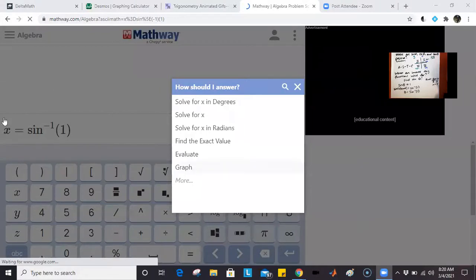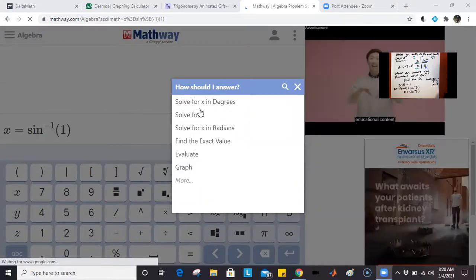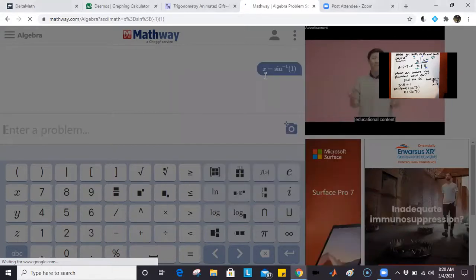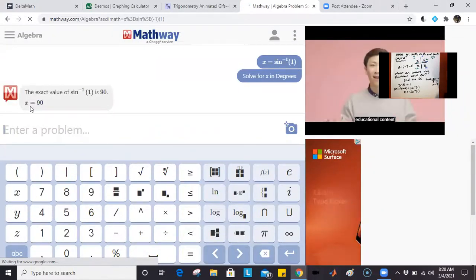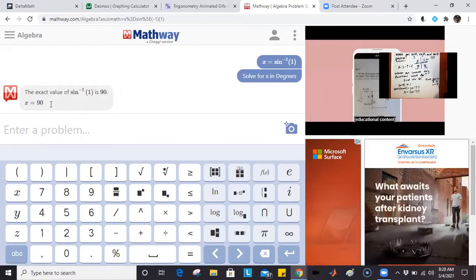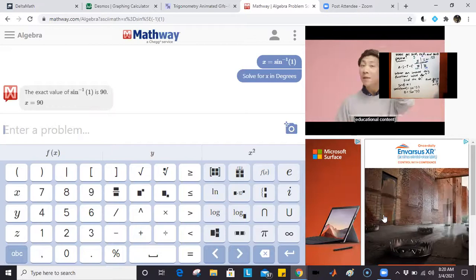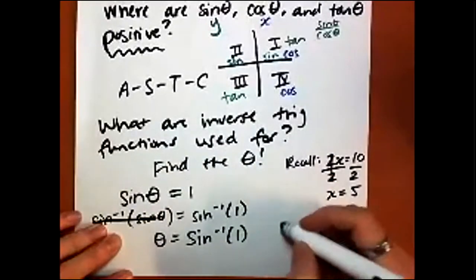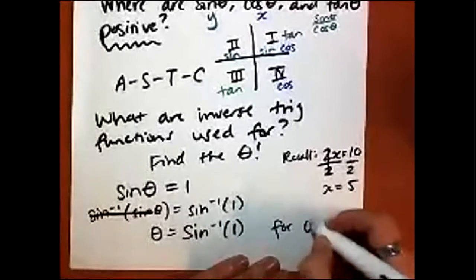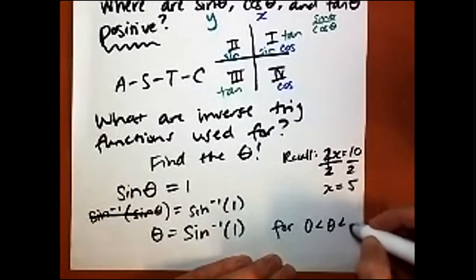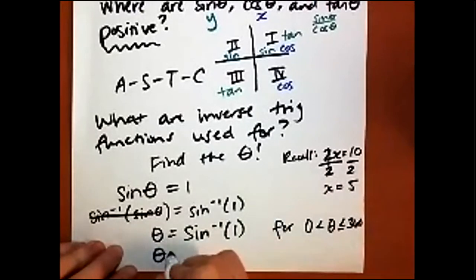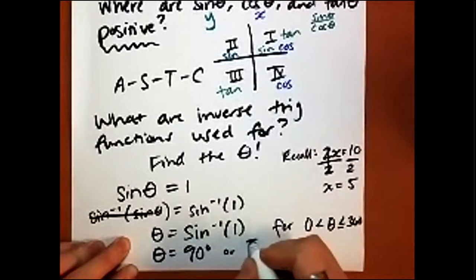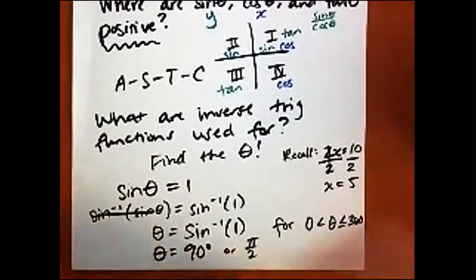All right, now let's go plug this into a calculator using everybody's favorite math way. Let's solve for this in degrees. Solve for this x in degrees, plugging in x equals inverse sine of 1. And look, it says x equaled 90, which is what we said. It was going to be pi over 2 or 90 degrees. Excellent. So what we just found for theta between 0 and 360, theta equals 90 degrees or pi over 2 radians. Awesome.